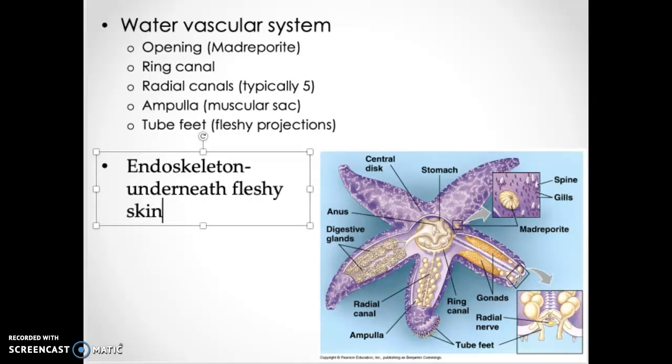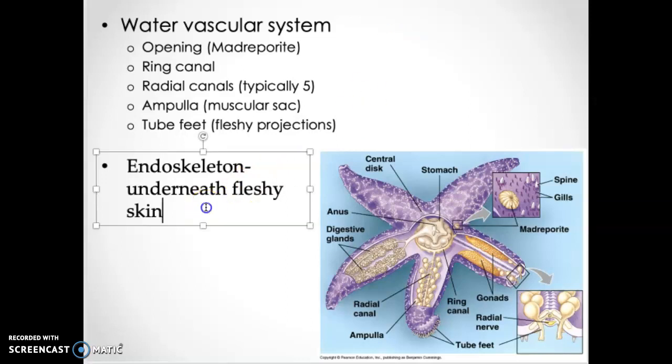Underneath fleshy skin. So if you ever play with a starfish, there's actually skin there. And if you were to peel the skin back, not that I would encourage it, you've got this endoskeleton, an internal skeleton. Very different from arthropods with an exoskeleton, where the external body is a hard, rigid, durable skeleton. These guys have a skeleton that sits underneath the skin.